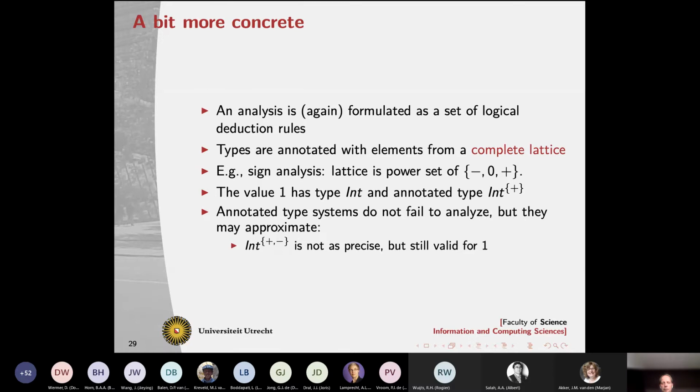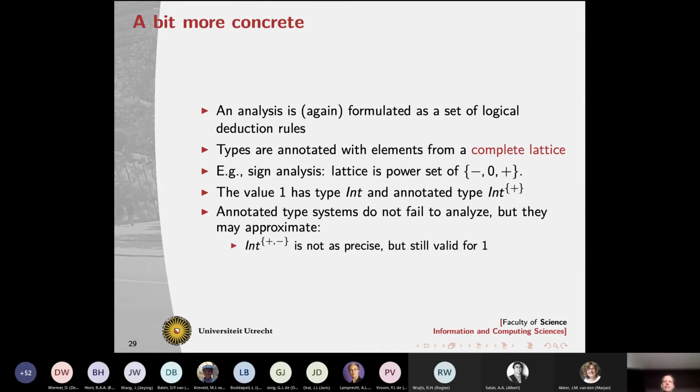So to make that a bit more concrete, how do you specify such an analysis? Well, basically the same way as we did before with the if rule and the application rule. So an analysis is formulated as a set of logical deduction rules, but our types are now slightly different. Instead of just having types like int and function from A to B, we annotate our types with elements from a complete lattice. It's not that complicated, not that important if you know what they are.